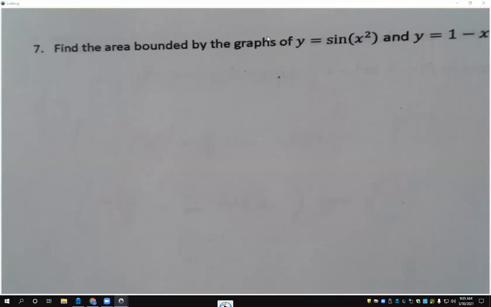Mr. Masson, on number 8, I got the right answer, but I got negative. Is it not supposed to be g of x minus f of x? It is supposed to be f of x minus g of x.